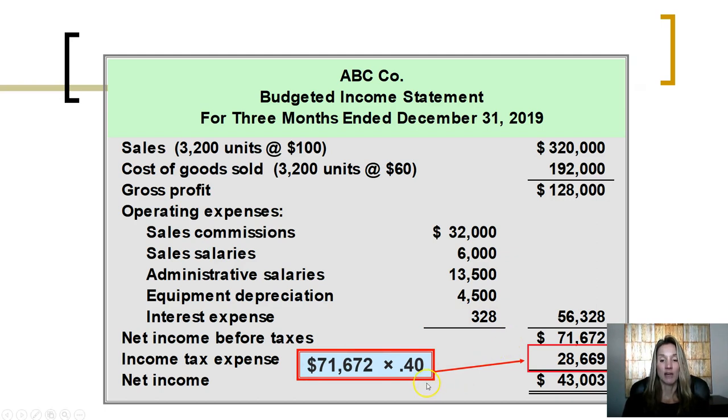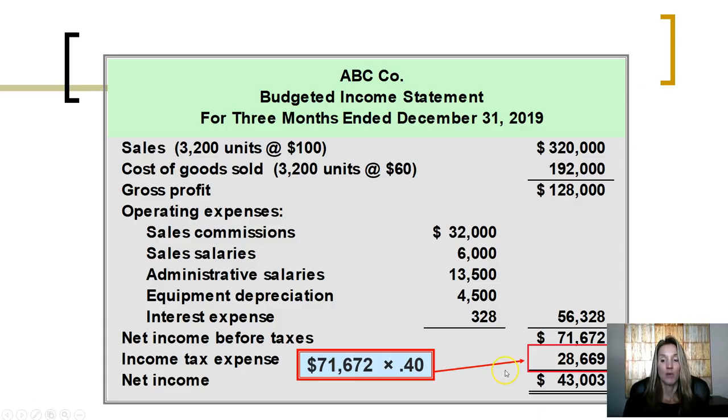Using the budgeted income tax rate of 40%, we can calculate the amount of anticipated income tax expense, thus we can budget for the anticipated income tax expense, thus calculating the budgeted amount of net income. At this point, we have now prepared the budgeted income statement and the budgeted cash statement.